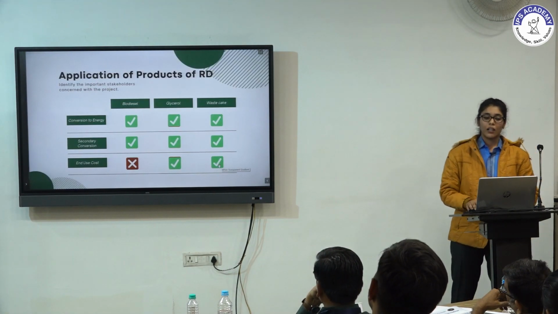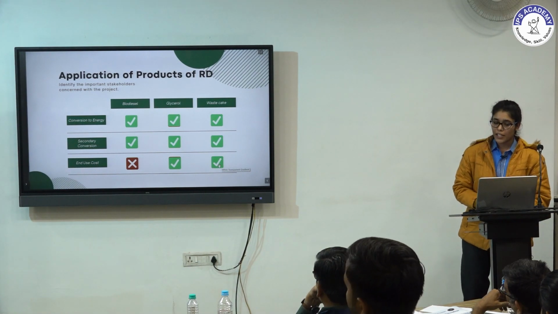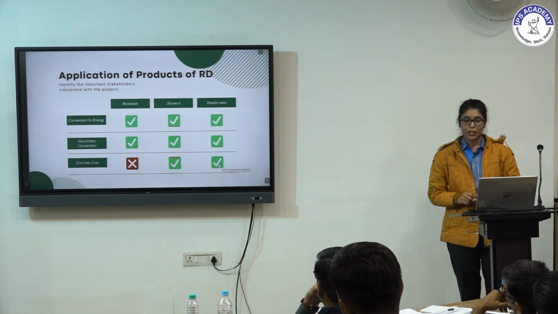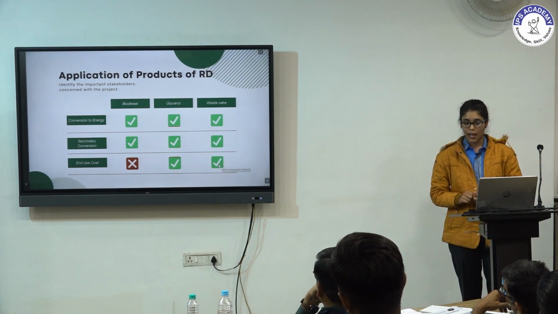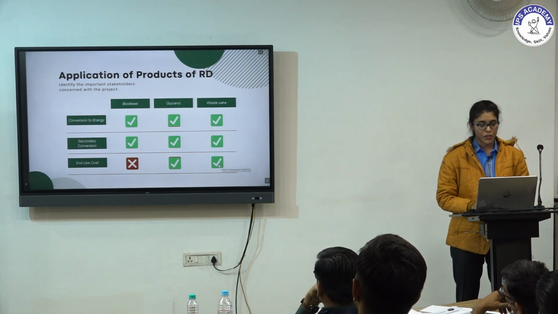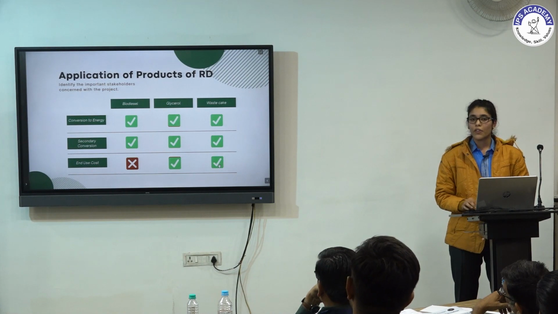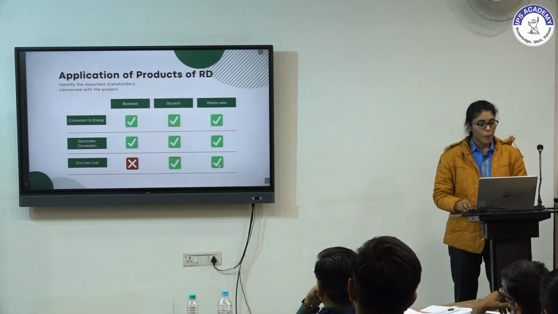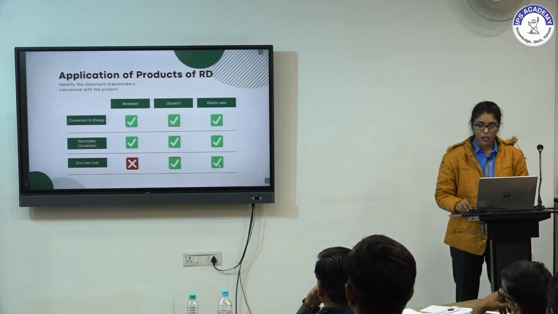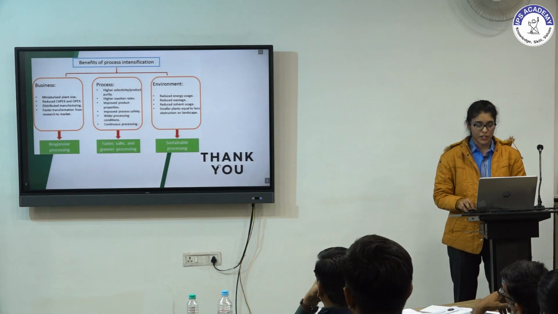Moving ahead, application of products of RD. For biodiesel, the conversion to energy and the secondary conversion is good, but its end use cost is high. For glycerol, the conversion to energy, secondary conversion and end use cost, all three are good. For waste cake, which is the leftover orange peel, its conversion to energy, secondary conversion and end use cost, all three are good. Now I would like to conclude my presentation.